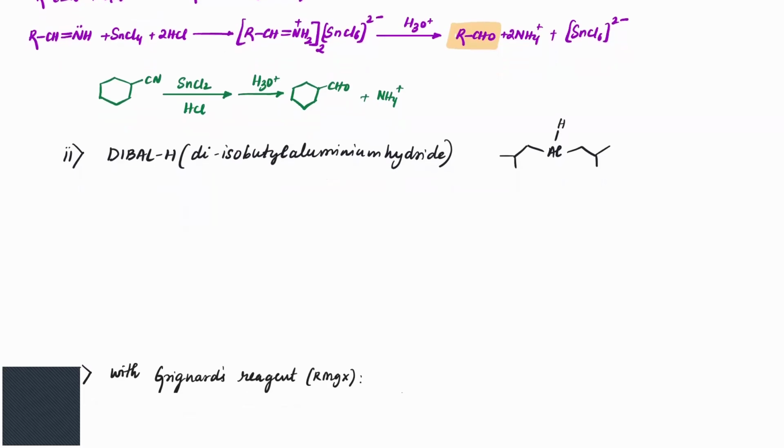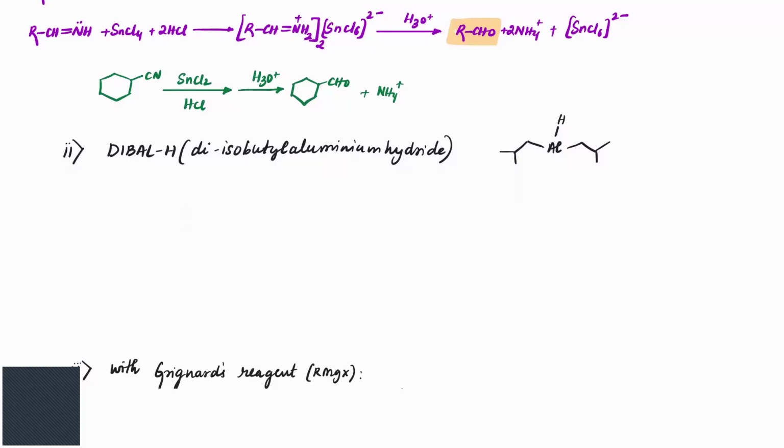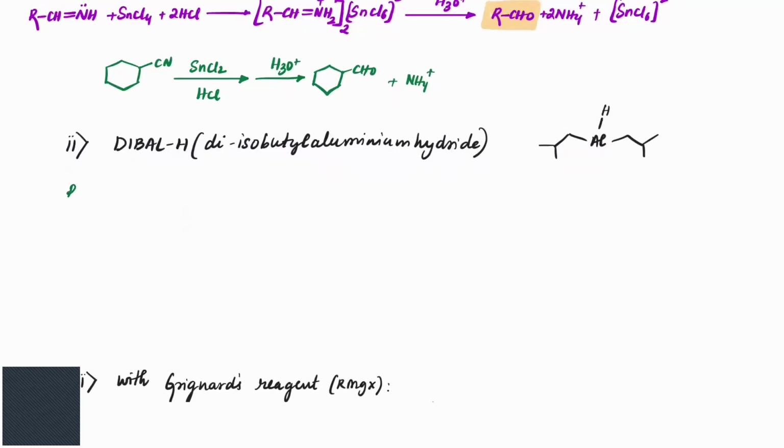So check out DIBAL-H. See, by default, first you need to understand one thing. DIBAL-H is specifically used to convert cyanides, esters, acid chlorides, all of them, right? If we use it with DIBAL-H at minus 78 degrees Celsius, it will convert into an aldehyde. Okay, this is the whole idea about DIBAL-H.